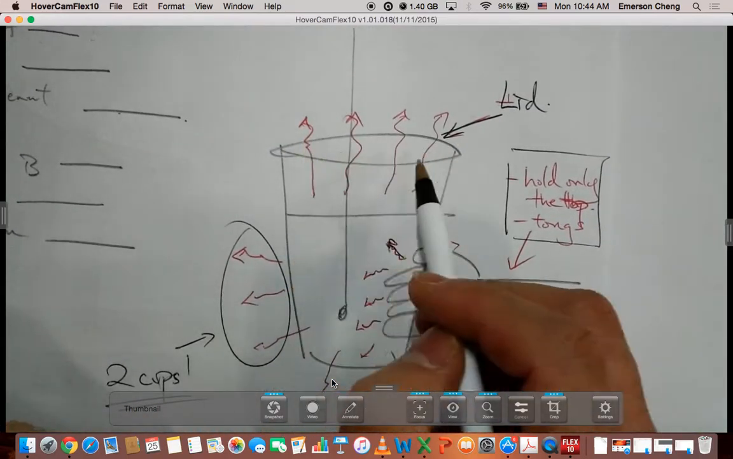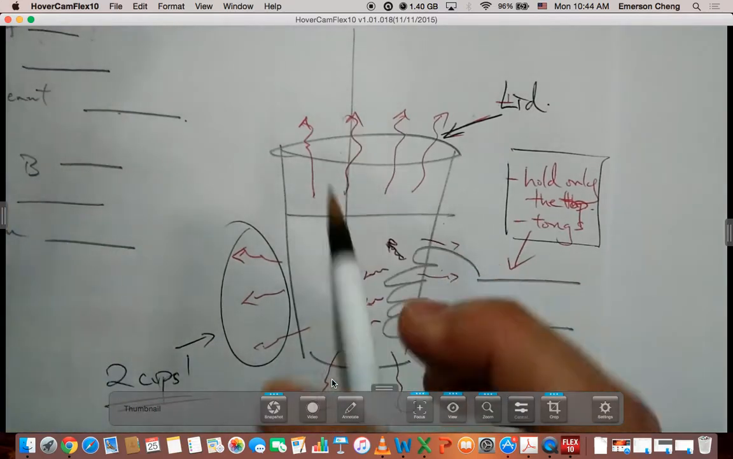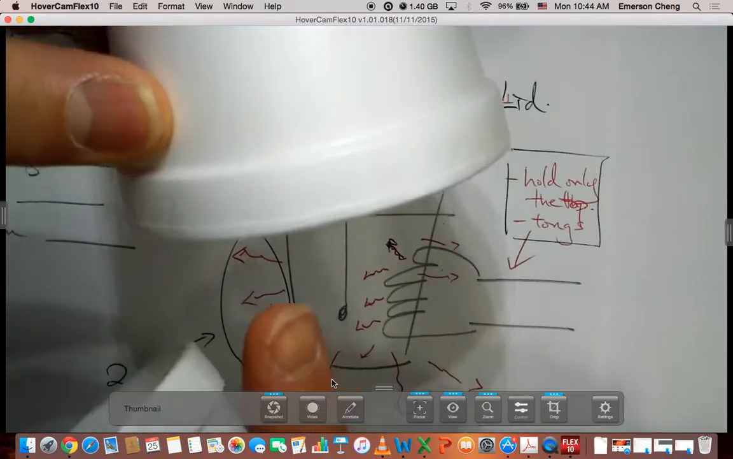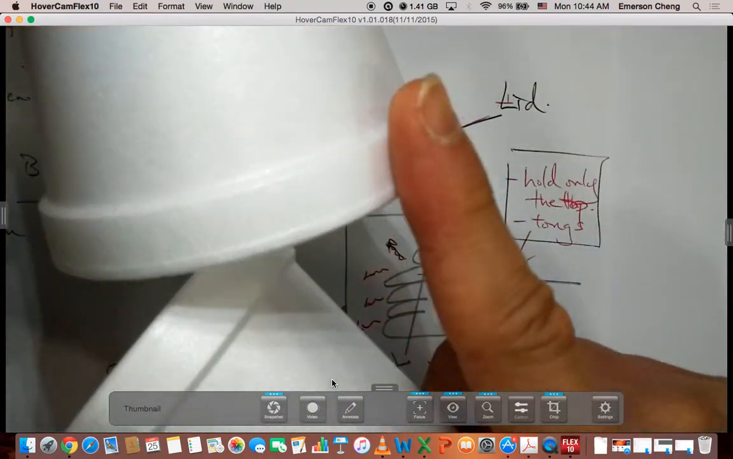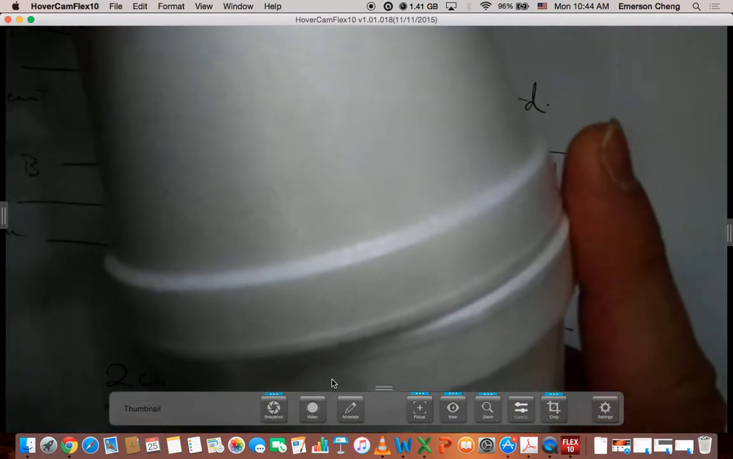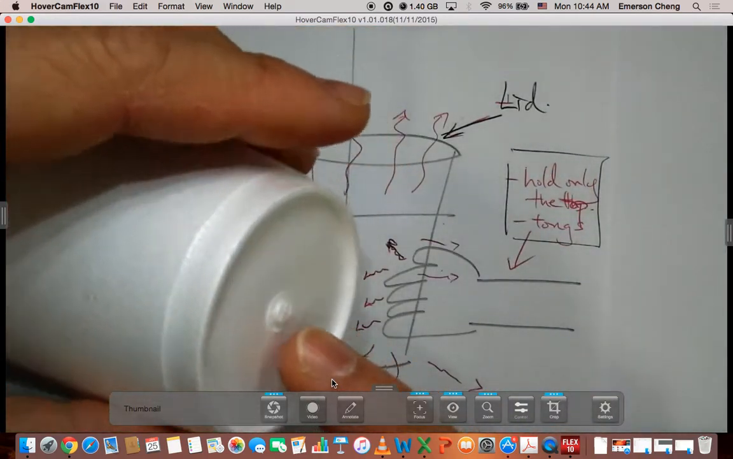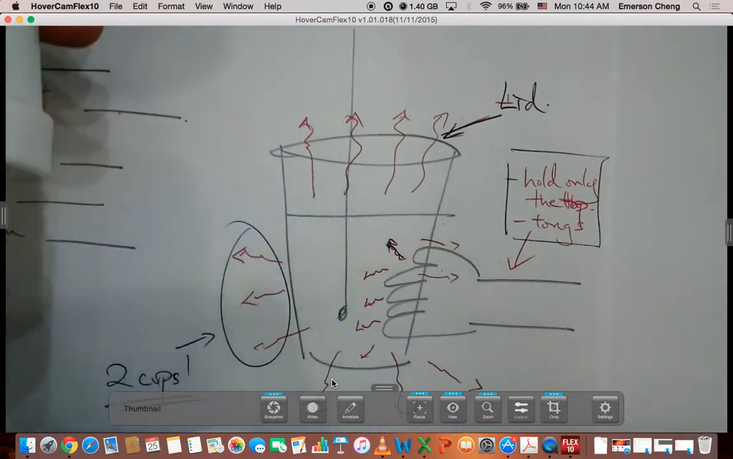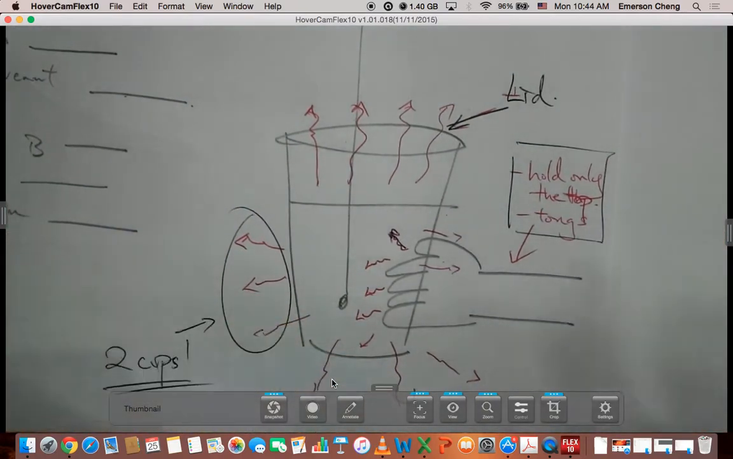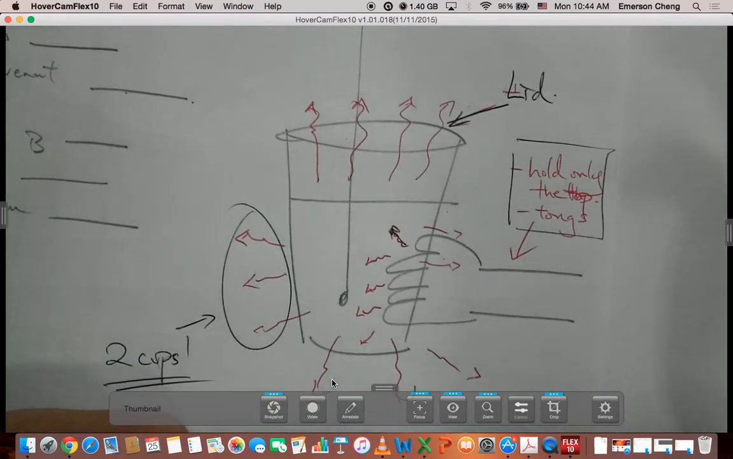So have a lid, or if you can't find another lid, just take a second styrofoam cup, break off the top part so it fits inside here, and then you just use a pencil and break a hole. Whoa. Realistic improvement, guys. Simple, realistic improvements.